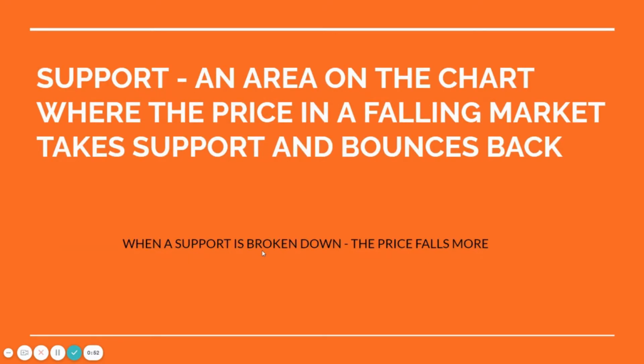So going forward with support, support is anything that doesn't let you fall. For example, your parents are supporting you to pursue your passion. So they are kind of a support to you. The support on a price chart is any area of price on the chart where a stock is falling, it touches the support and bounces back. The support helps the price not to go further down. And whenever a support is broken, the stock can fall further.